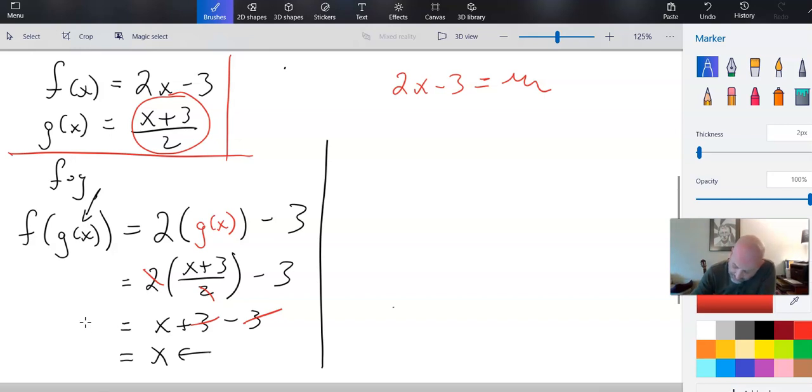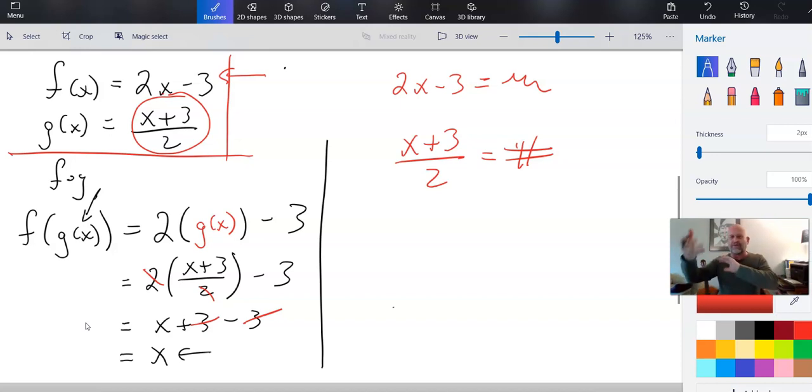If I look at it the other way, if I have x plus 3 over 2, and I think about what I need to do to solve something that, I'll just say it's equal to a number, I would multiply by 2 to get rid of the denominator, and then I would subtract 3 from it. And that's exactly what this function does. It multiplies it by 2 and then subtracts 3. So these functions undo each other. All of the operations in one are reversed in the other one. And so that's what makes two functions inverses of each other.